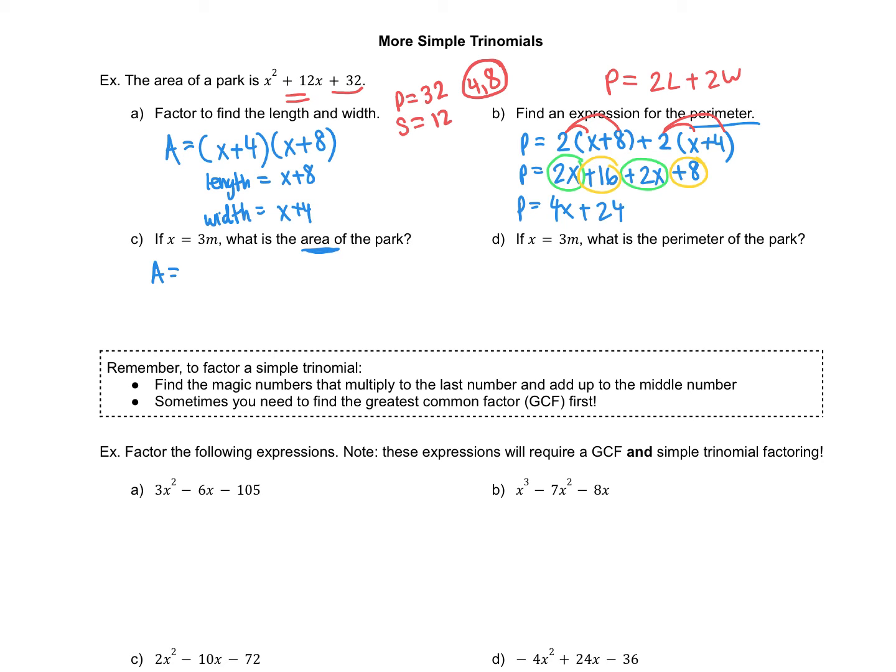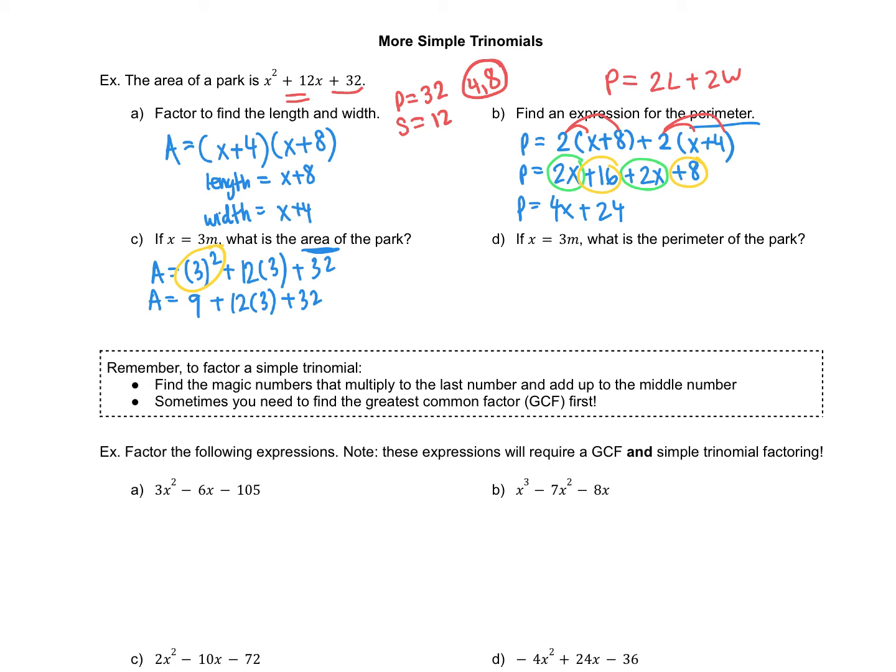So the area equation was x squared plus 12x plus 32. So instead of x squared, I'm going to write 3 squared. And then instead of 12x, I'm going to write 12 times 3. And the 32 doesn't have an x attached to it. And now it's about BEDMAS. So thinking about BEDMAS, we do brackets first, but there's nothing to simplify in the brackets. Next, we have exponents. So 3 squared, I will do. And 3 squared is 9. And then I'll rewrite the rest.